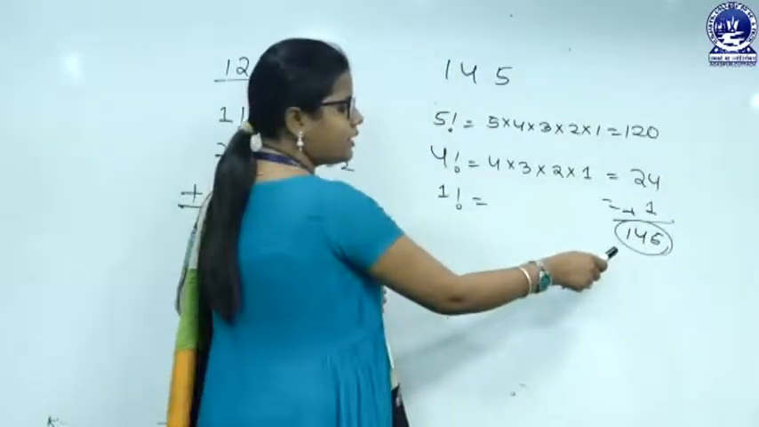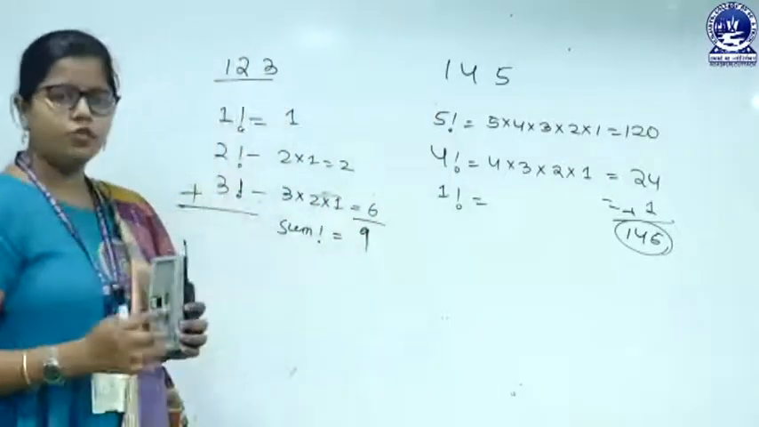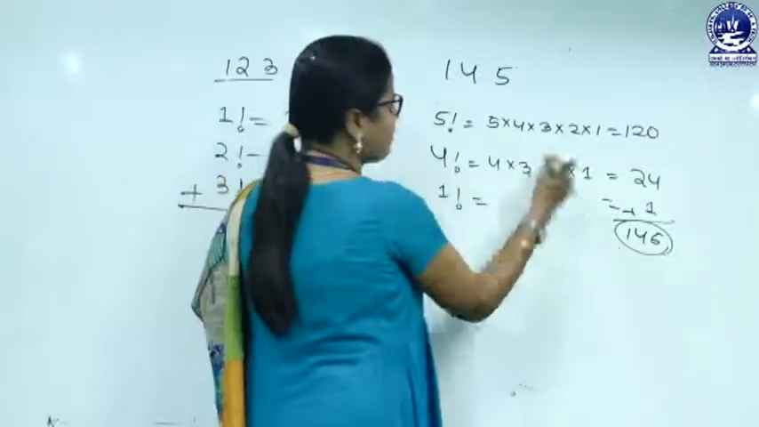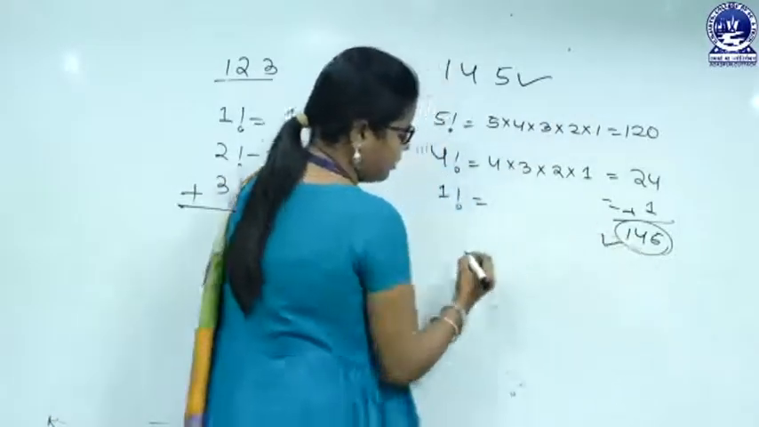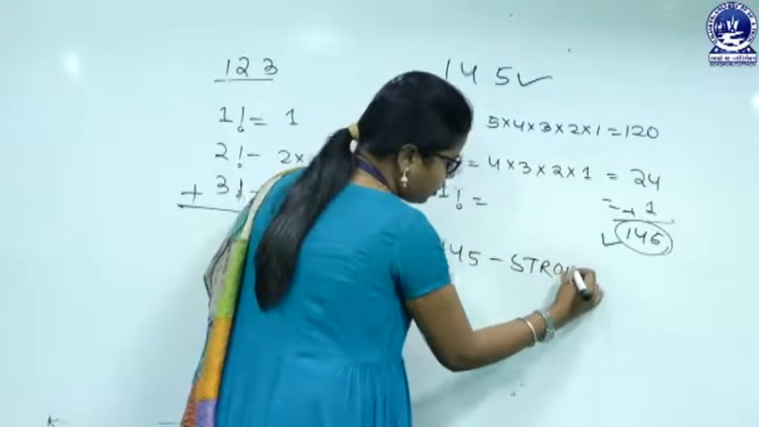So the sum of the factorials is what? 145. And the original number is what? 145. So both are the same. Both are the same. So we can say 145 is a strong number.